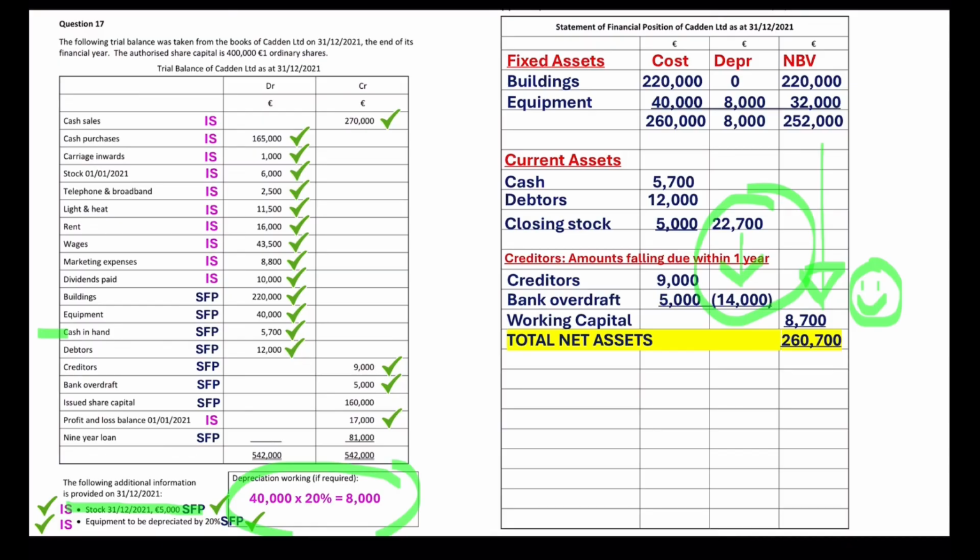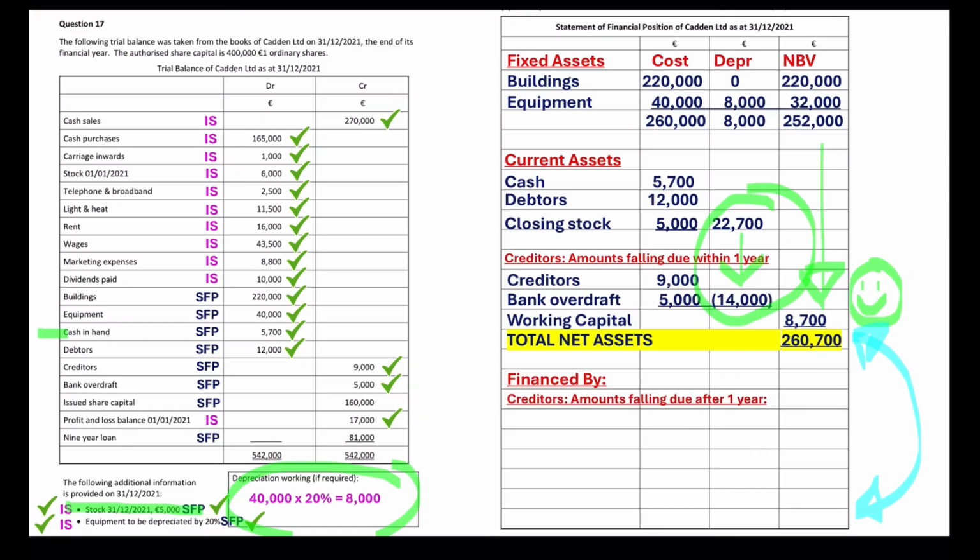Okay, so in accounting, in bookkeeping for junior cycle, you're going to know that you're correct if your total net assets and your capital employed is the same figure. So your capital employed is all of your money that's going to be in the financed by section. So all of the money that has been pumped into this business. All right, so where did they get their money from?